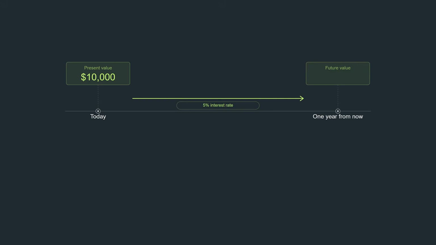In time value of money terms, moving forward is compounding, while moving backwards to today is discounting. So if I were to ask what $10,000 received today will be worth 1 year from now at a 5% interest rate compounded annually, I'm asking us to determine the future value of that amount. And since this involves just a single cash flow over 1 year, we can solve it easily. We take the present value of $10,000 and multiply it by 1 plus the 5% interest rate, giving us $10,500. That's compounding.